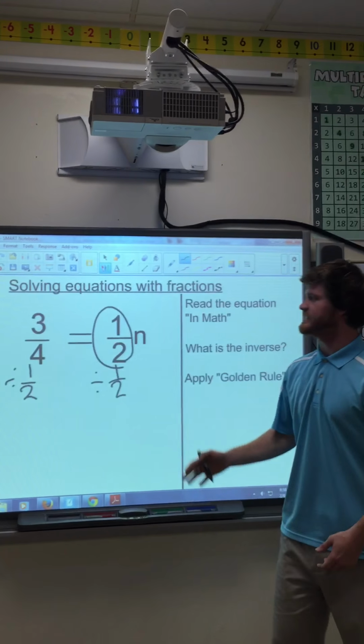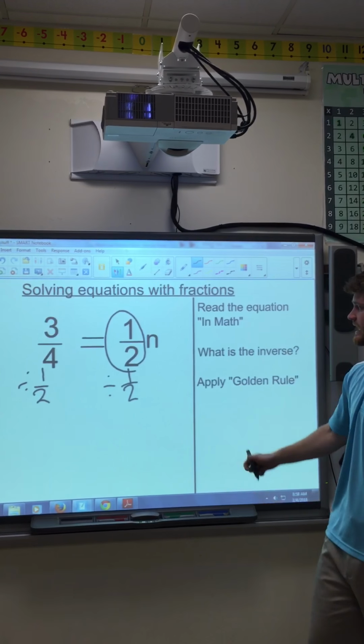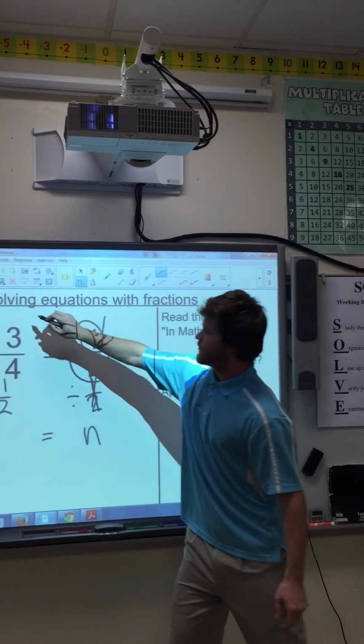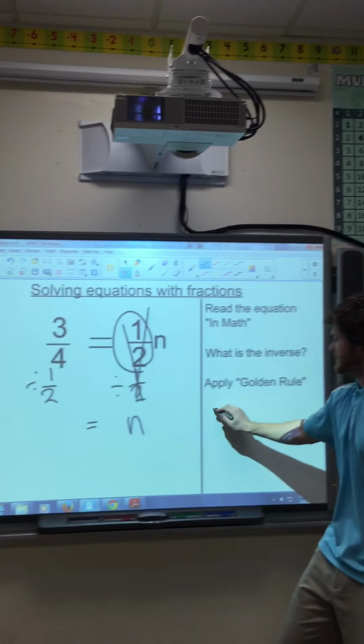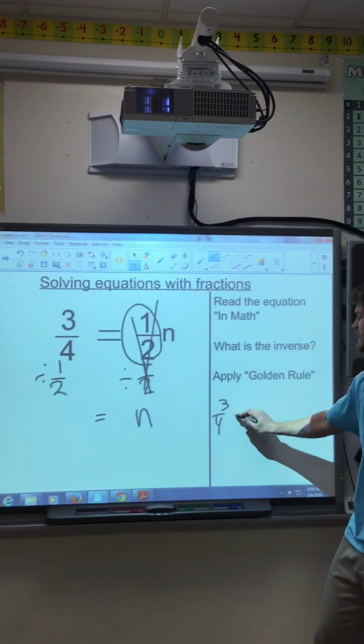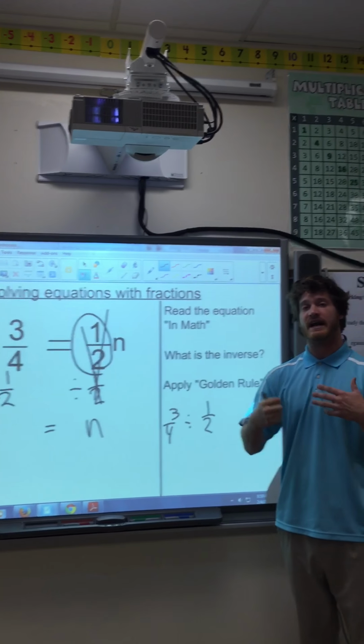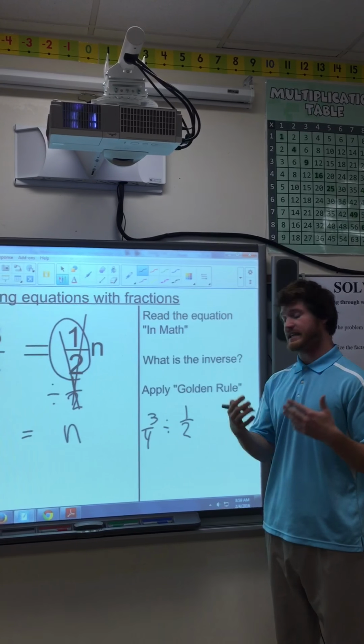Now the easy way to do this is to write this horizontally. So off to the side, these cancel out. Drop your n is the same as, write this off to the side horizontally. So it's going to be 3/4 divided by 1/2. Now what is the rule when dividing fractions? We know that it's keep, flip, change, right?